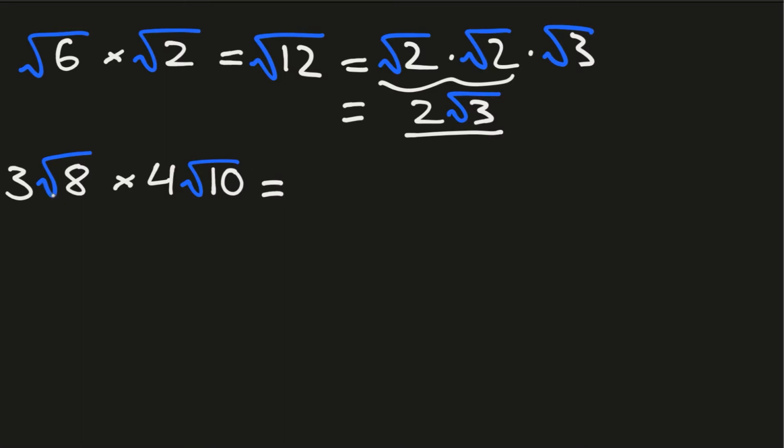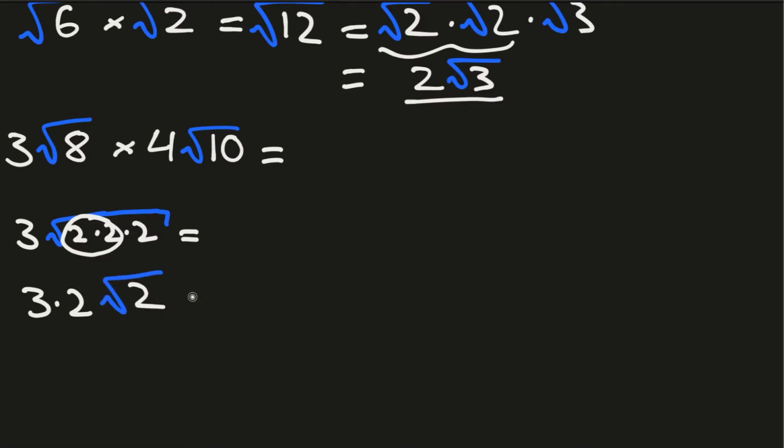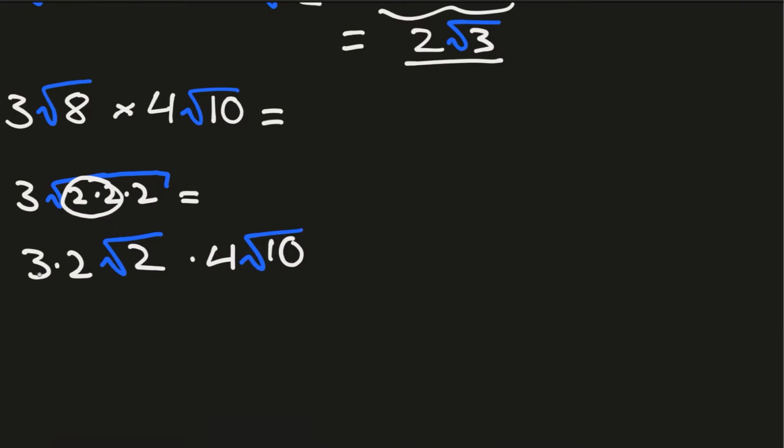In this example, 3 times the square root of 8, we can rewrite this as 3 times the square root of 2 times 2 times 2. And we know that this is equal to 3 times 2 times the square root of 2. And then we would have the rest of the equation, 4 times the square root of 10. So we can simplify this. So let's simplify 3 times 2. We know that this is simply 6. So we're left with 6 times the square root of 2 times 4 times the square root of 10.